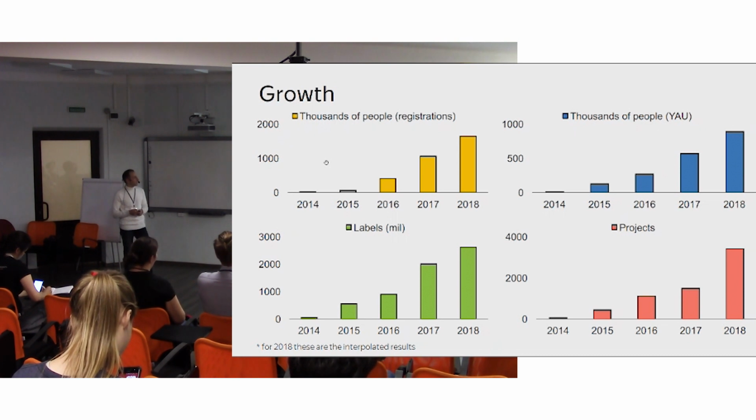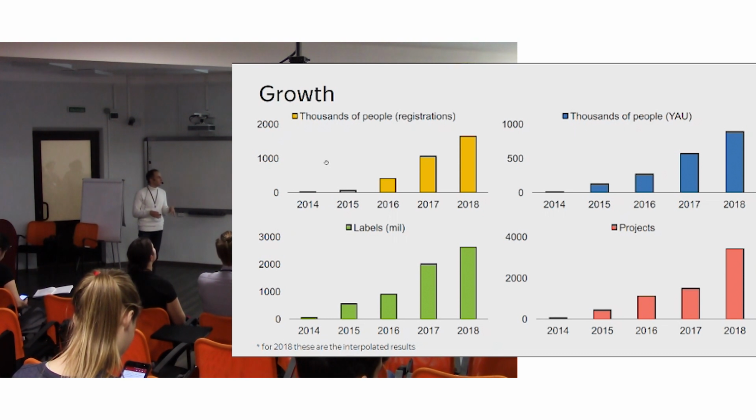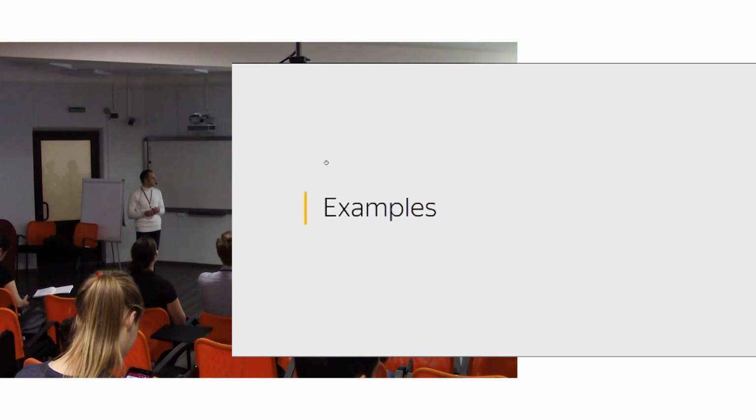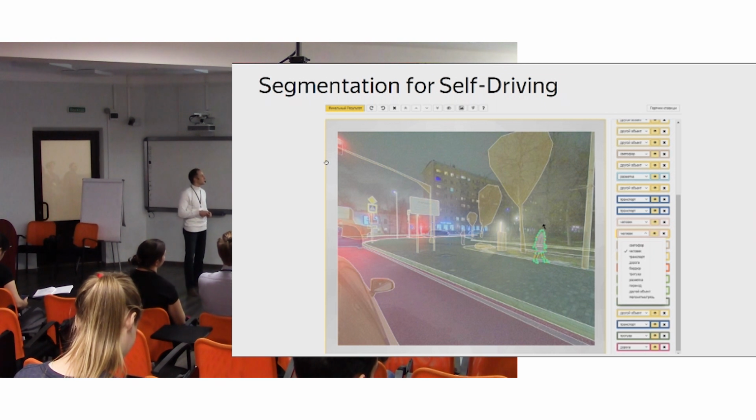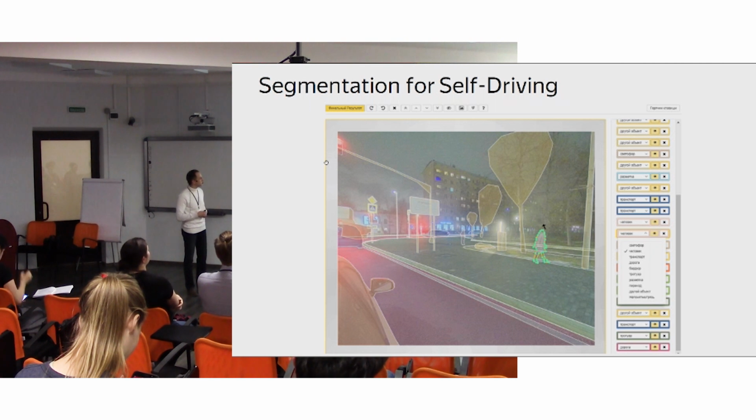Okay, that was generalization. Let me give you some examples about how our tasks really work. What labels can we get from our platform? Basically, we can get almost any kind of labels. But for example, Yandex wants to build its own self-driving car service. For self-driving service, we need to have good computer vision algorithms. For good computer vision algorithms, we need to have good training data. And the tasks look as following.